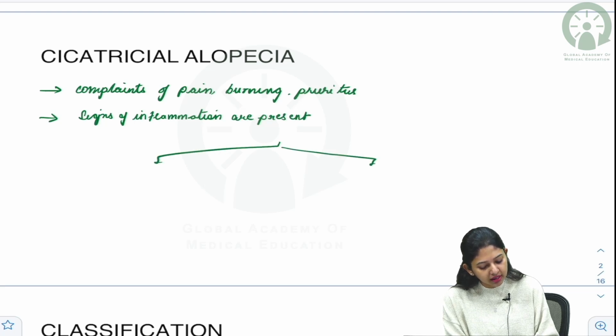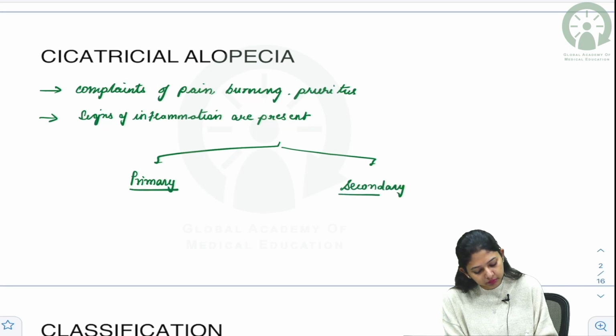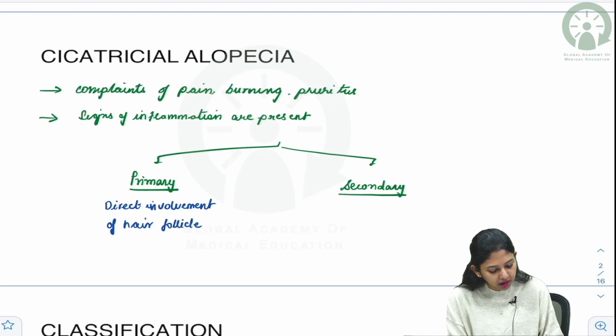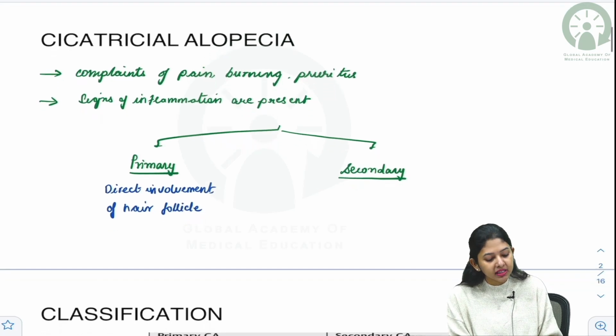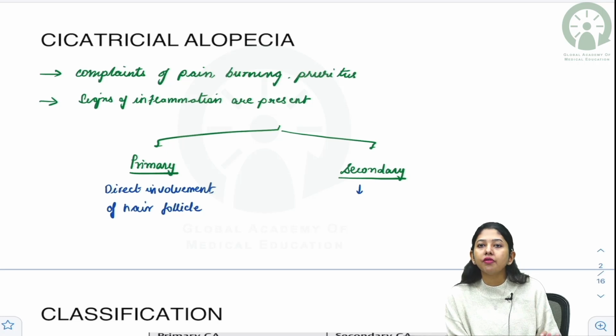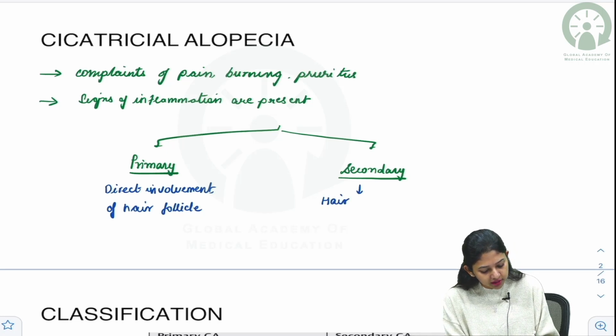Now cicatricial alopecias can be primary or it can be secondary. Primary alopecias, they occur because of direct involvement of hair follicle, okay, and there is loss of hair. But secondary alopecias, the hair is damaged as a bystander effect. There was a trauma, there was a burn injury, there was a sclerosing disorder, there was any malignancy, and that led to damage of the hair follicle as a secondary bystander effect. So, hair follicle here is damaged as a bystander effect, okay.